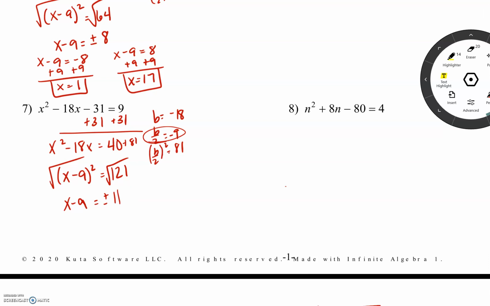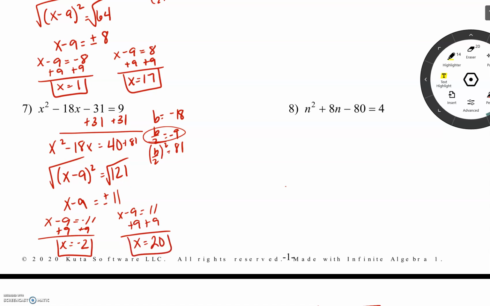Since it came out to a nice pretty number, we can find out what our actual solutions are by separating that plus and that minus. I'm going to add 9 to both sides, and I get x equals negative 2 as one of the solutions. Add 9, x equals 20 as our second solution.